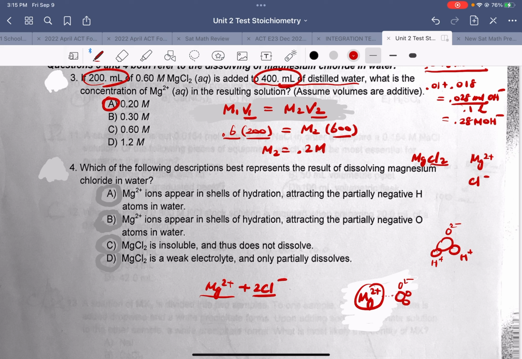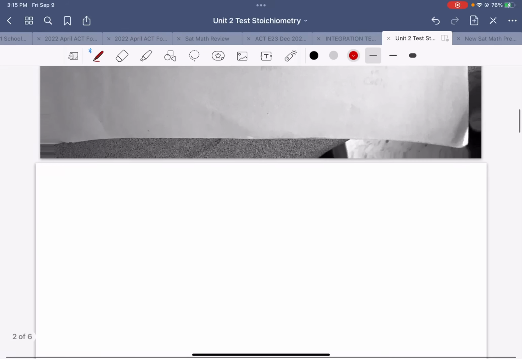So you can see this Mg2 plus ion is attracting partially negative O atoms, the oxygen atoms in water. So it should be B. Attracting partially negative oxygen atoms in water. So around here, oxygen like that. They are positive charge and negative charge, so they attract each other.